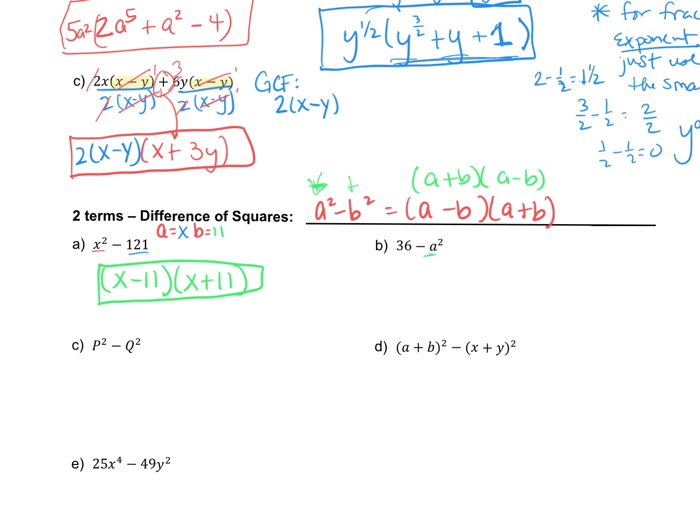So here, when I look at this next problem, I have a squared minus b squared. So I'll write that up just so we see it. So for me, well, a is the square root of 36, which is 6. And b is the square root of a squared, which is equal to a, okay? So let's just use our formula now to write the factored form. So if I have a minus b, well, a is 6, and b for us is a, and the other one has to be the opposite sign, 6 plus a.